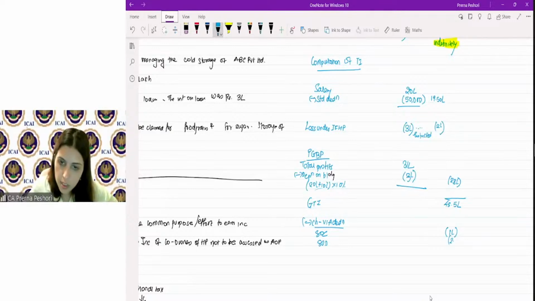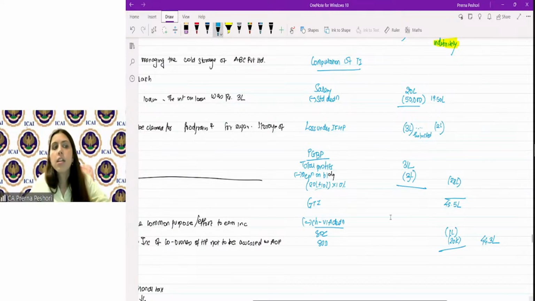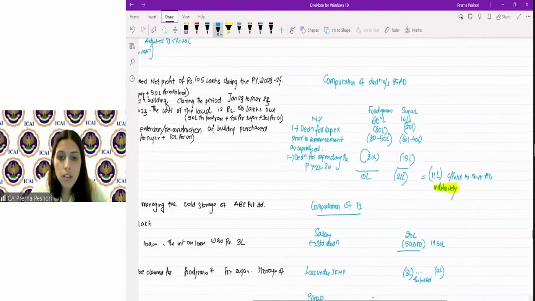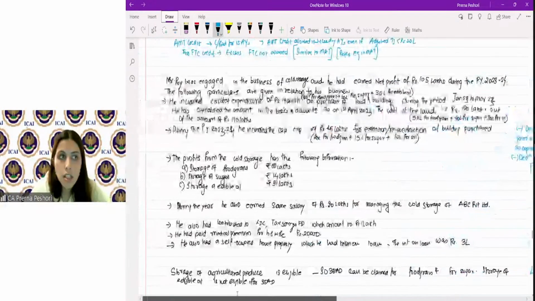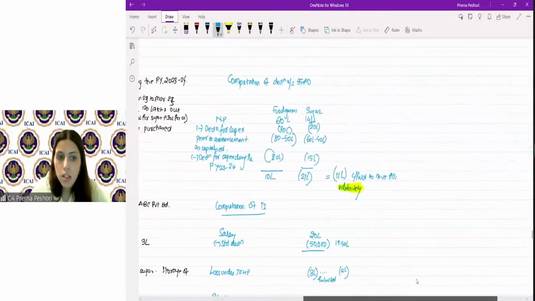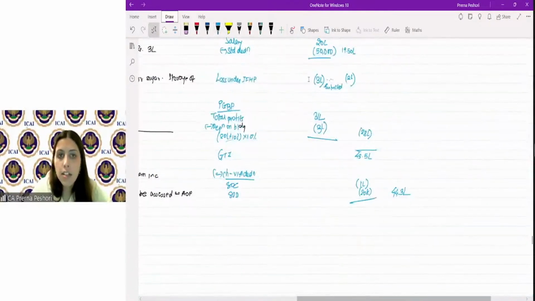ATD is 20,000. So 1.2 lakh. This is 44.3 lakh. Right? Now this is Mr. Roy, so he's an individual. So now you will calculate the tax for him. You will calculate the depreciation number.